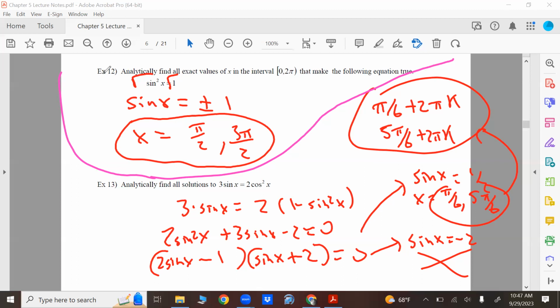Okay, here's the answer for 12 and 13. They're on the board. For 12, we got pi over 2, 3 pi over 2. So 13, we have pi over 6 plus 2 pi k, pi over 6 plus 2 pi k. And I think that is that.